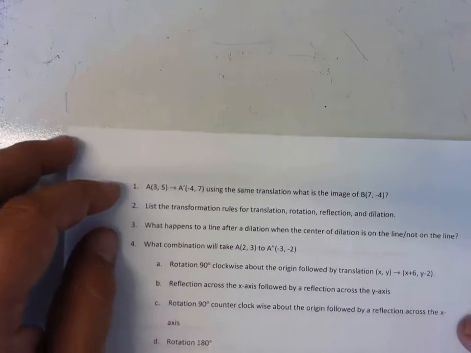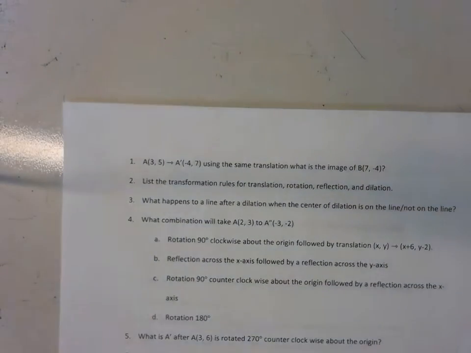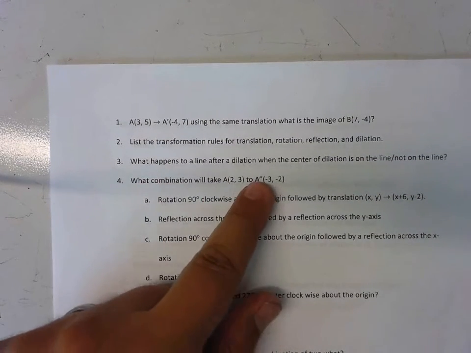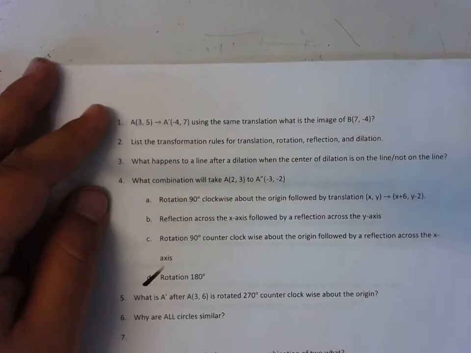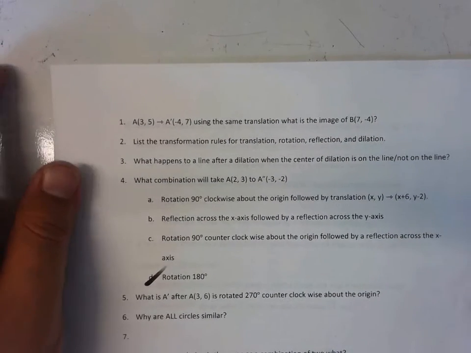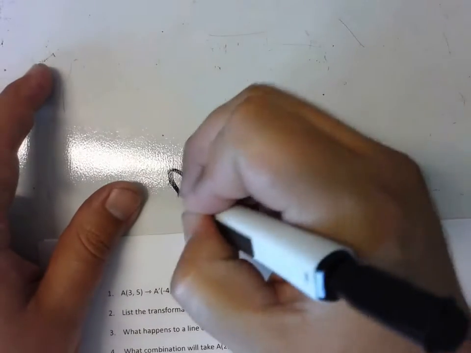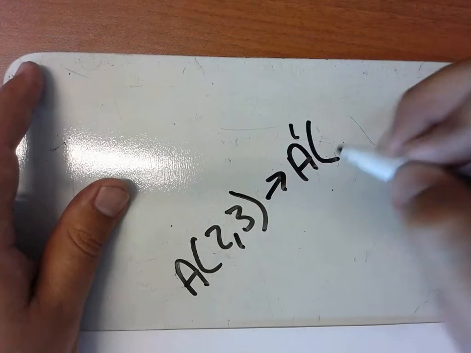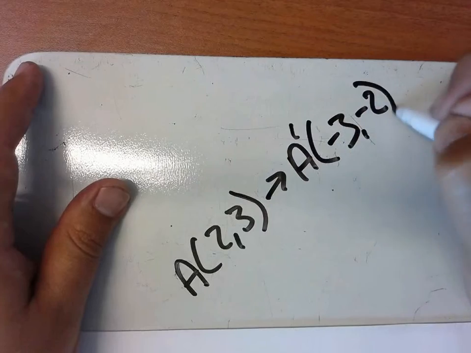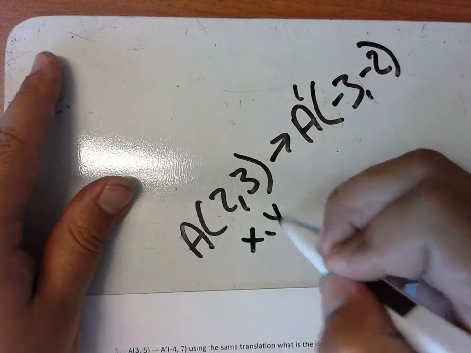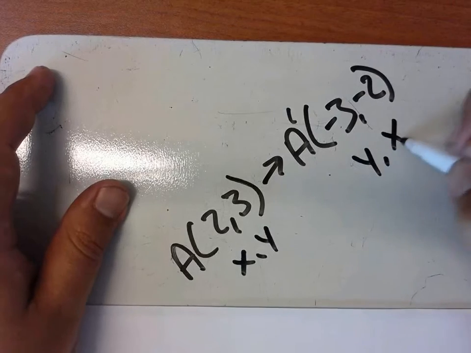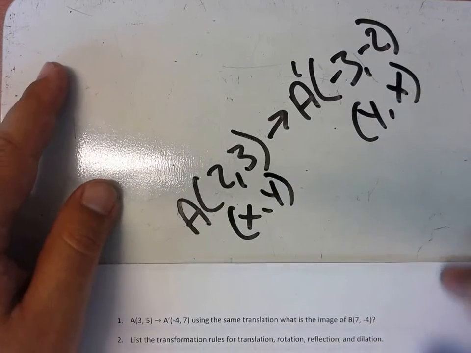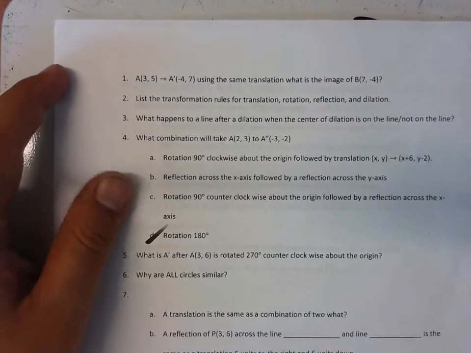4, what combination will take 2, 3 to A double prime? Instantly, it says combination, it says A double prime. That means you're doing 2, which means D is out. That's only 1. Then if you look, 2, 3 to A prime, negative 3, negative 2. This goes from X comma Y, and I'm not worrying about the negatives. I know the negatives change too, but I need the ordering. This goes from XY to YX. That eliminates another one of my answer choices.